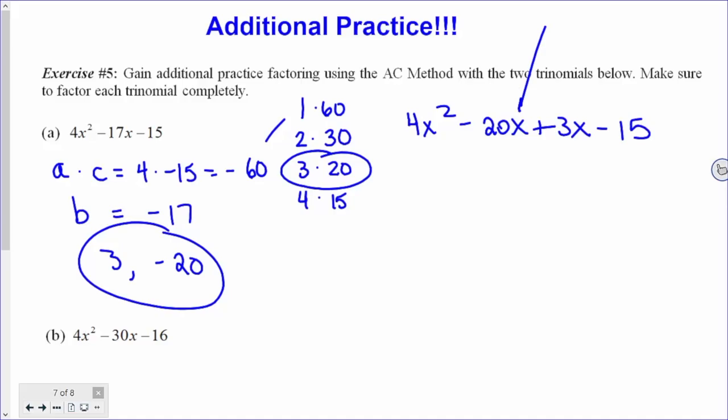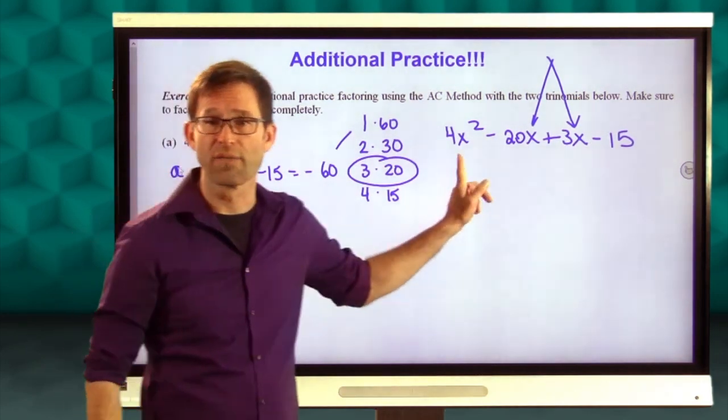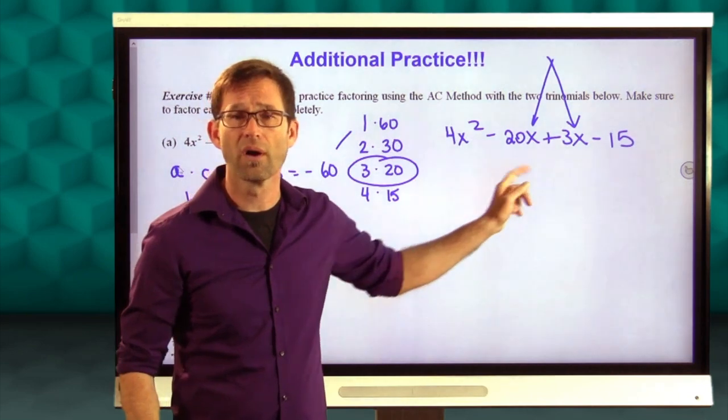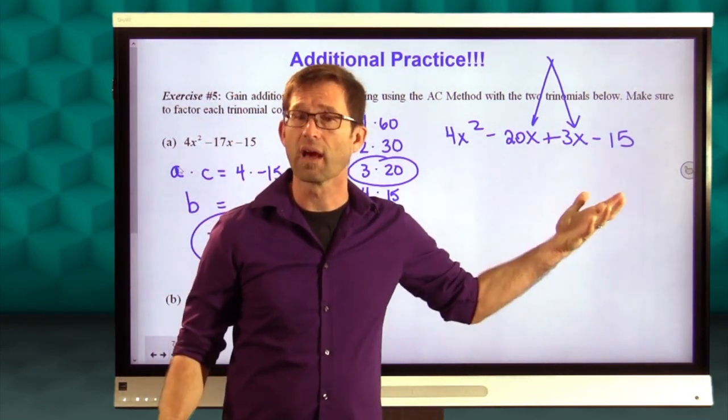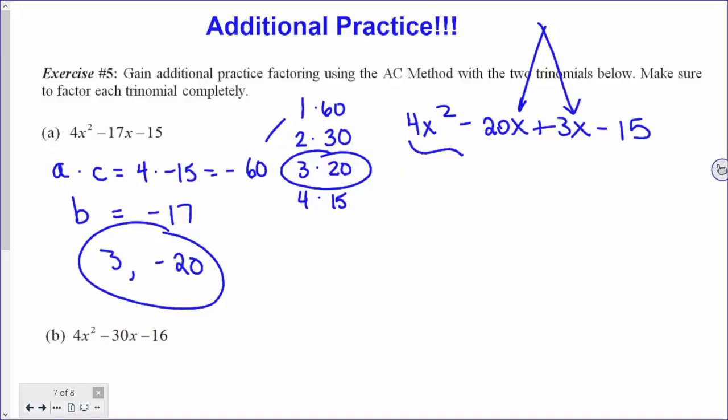Don't forget these x's. I should have pointed this out long before now, but one of the major mistakes people will make is they'll get this negative 20, this positive 3, and then they'll put them in here without the x's. Without the x's, it becomes extremely hard to factor these in any kind of reasonable way. But now let's tackle this. All right, 4x squared minus 20x, we can factor out a 4x, we'll be left with an x minus 5.